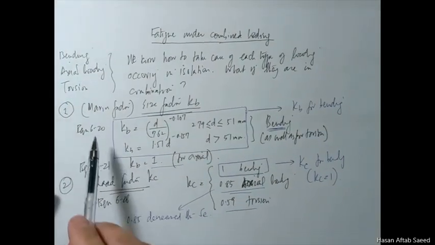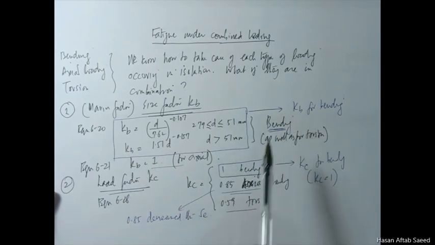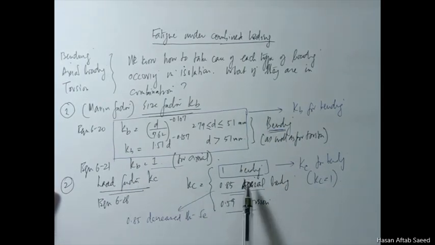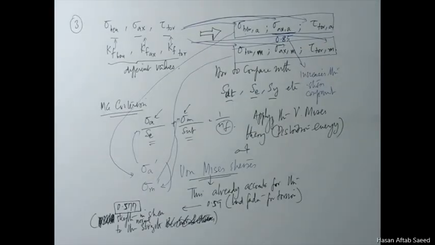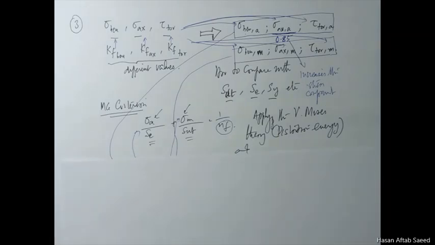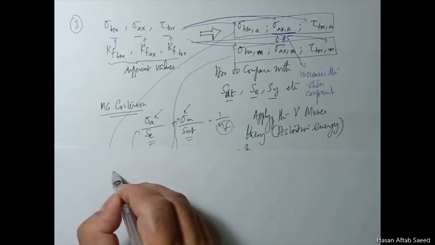And when it comes to the factors, size factor Kb, you take that for bending and torsion, which is the same thing. And as far as Kc is concerned, you take the factor 1, that is for bending. So this is essentially what we do to tackle these problems. So now, once you have these values, what remains is simply this. Instead of using sigma A over SE plus sigma M over SUT is 1 over NF, you basically use this equation.